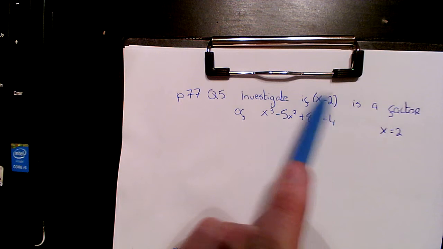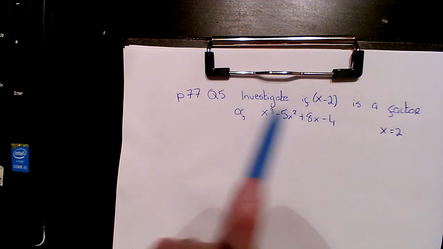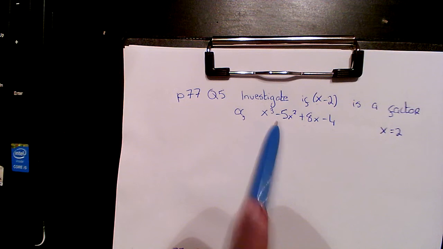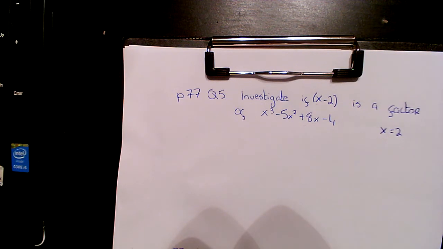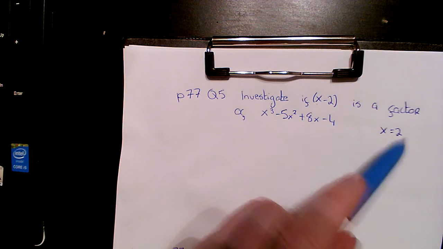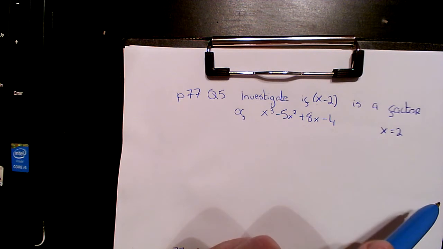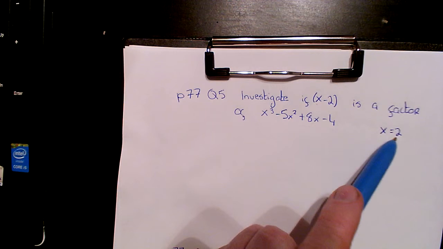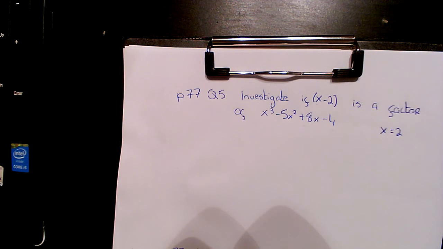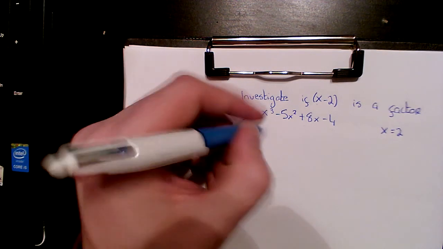So as I said again, if this is a factor of this, then that means that graph crosses the x-axis at this point. So to see if it does cross the x-axis at this point, or if this is a factor of that, we sub 2 into this. If it gives us out 0, then it is a factor.